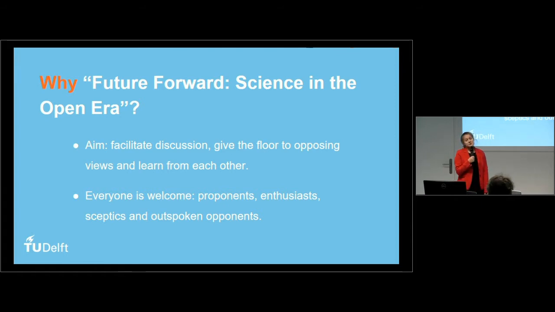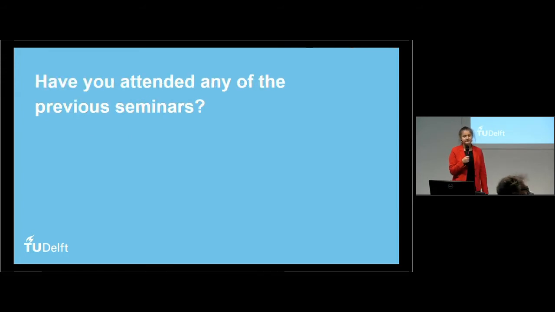So the aim of this Future Forward seminar series is really to facilitate discussion, to gather in the same room various people who are big proponents of open science, but also those who are perhaps not sure how to do that, or perhaps have some very valid reasons for not making their data or their research openly available. So really everyone is welcome. The main purpose of this series is to stimulate discussion.